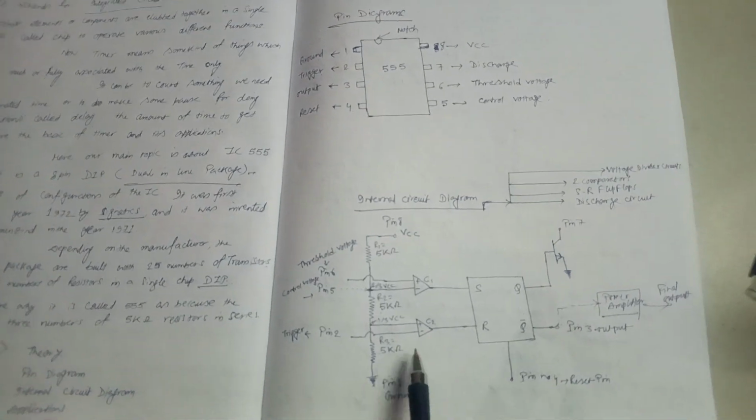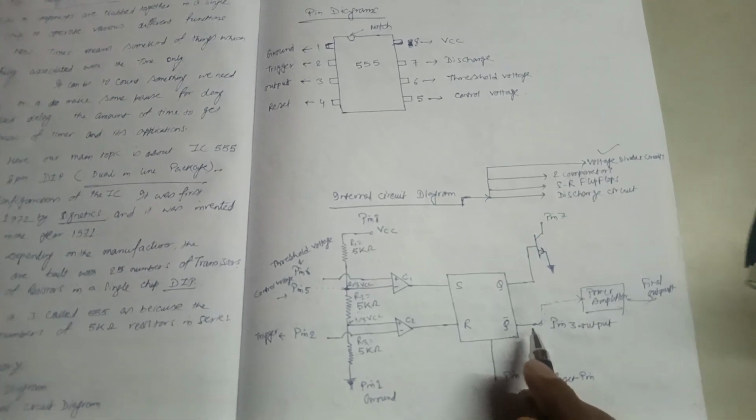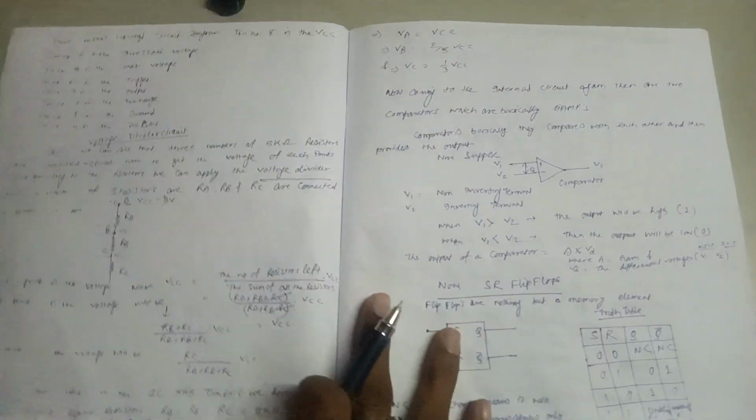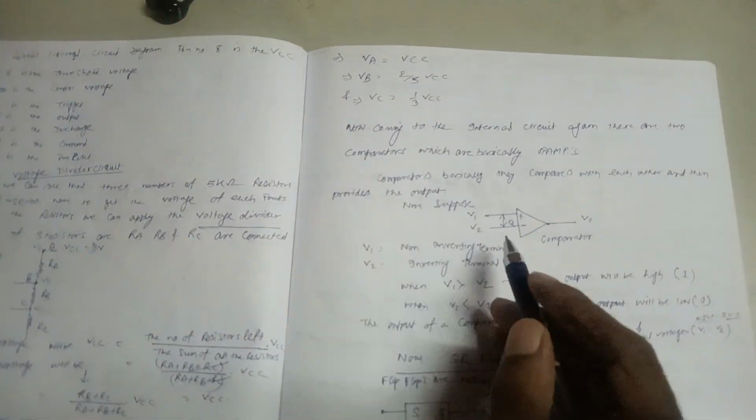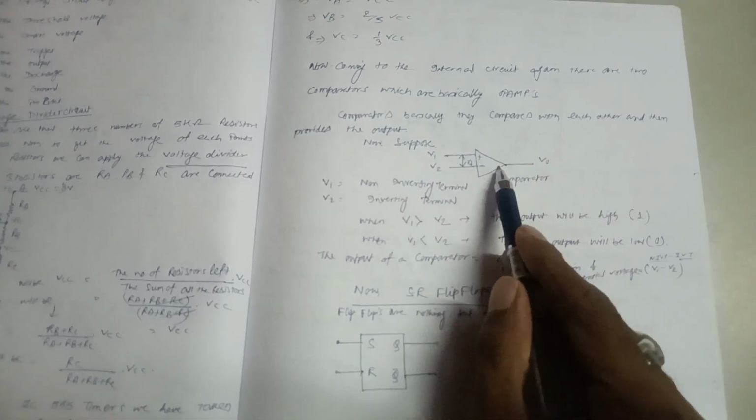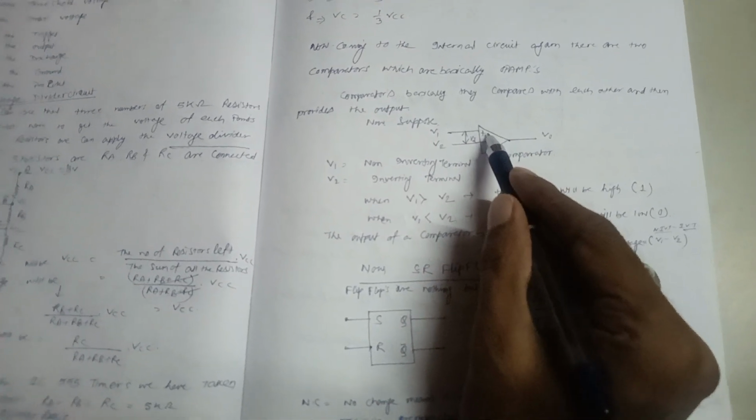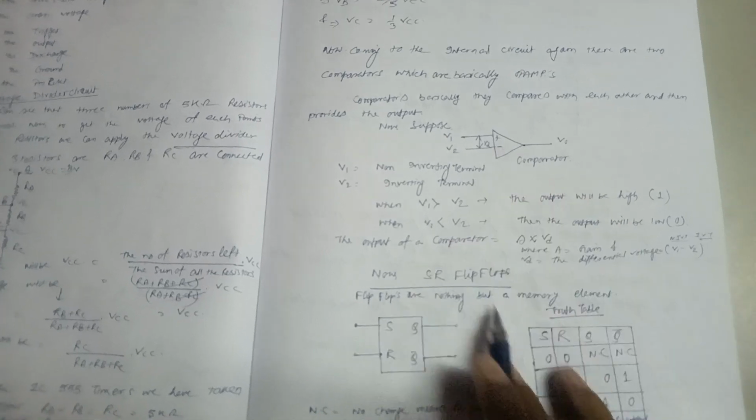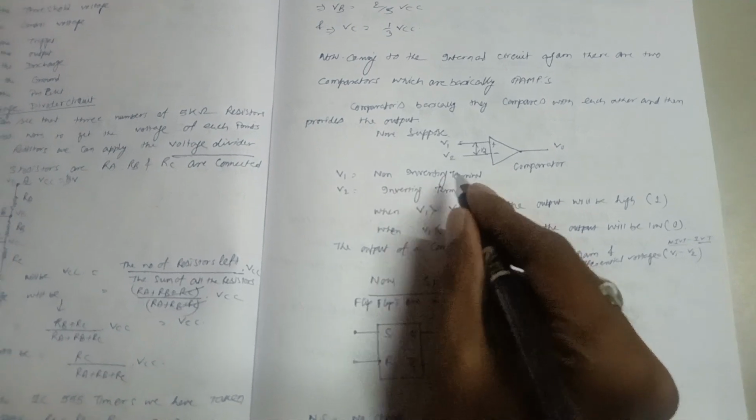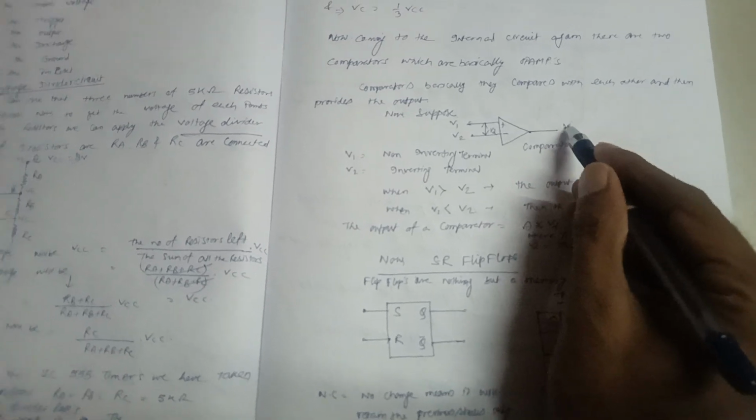Now again coming to this internal circuit. The first one we got is the voltage divider circuit, and the second one is the comparators. Here are two comparators. What are comparators actually? Comparators basically compare inputs with each other and then provide the output. Suppose this is a comparator, we have taken one op amp. We know this plus means the non-inverting terminal and minus means the inverting terminal. Suppose V1 and V2 are my two terminals: V1 is the non-inverting terminal and V2 is the inverting terminal, and V0 is the output section.